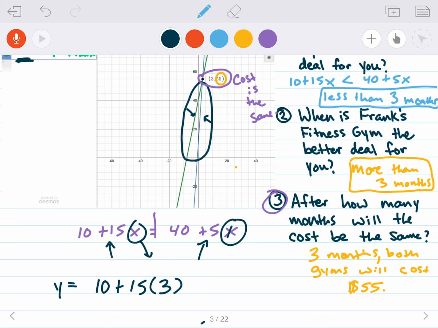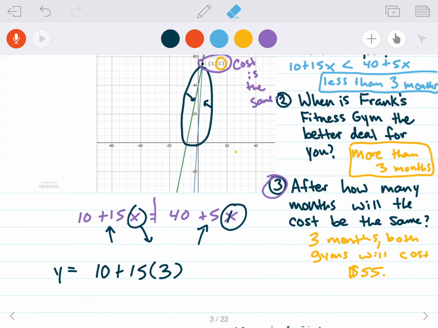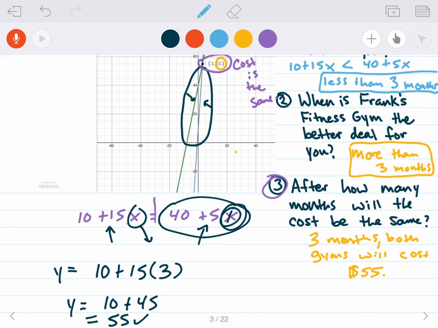I'm just plugging in 3 for x. This is a function. So at 3 months, how much is it going to cost? Well, if we do the addition and multiplication, we get 10 plus 45, which is indeed 55. So that's how you can see it algebraically. You could have used this function and plugged in 3 for x and got the same answer. So that is how we do those kinds of problems.